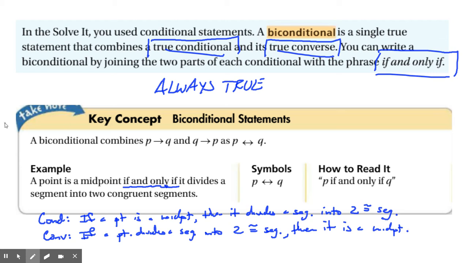So because these are both always true, that's why we can write the biconditional. Sometimes the conditional and converse aren't always true. And then you could not write the biconditional. You would just explain why one of them is not true. All right, so I believe I have two examples to show you along with this video.